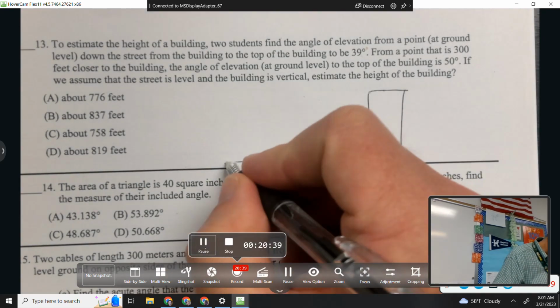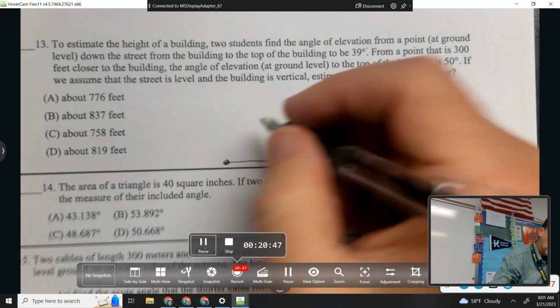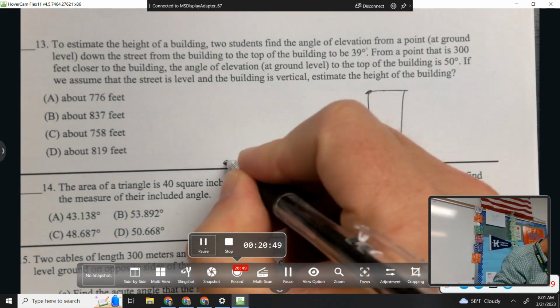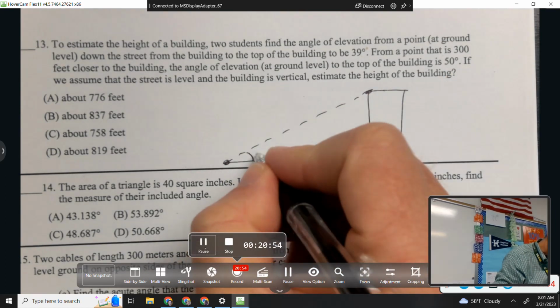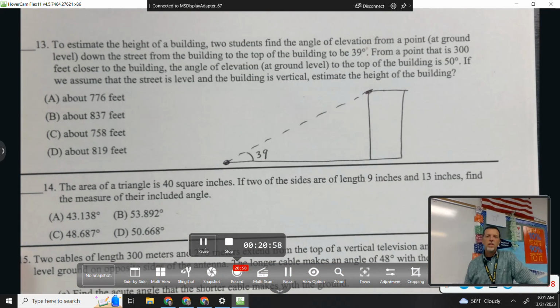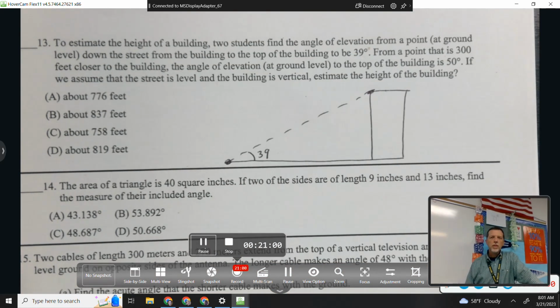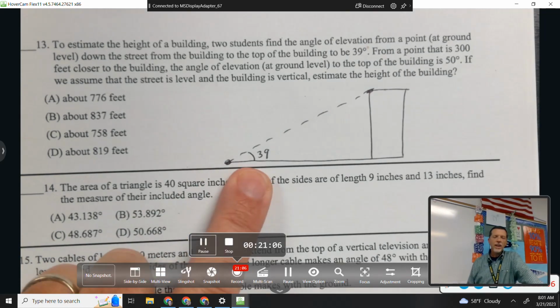So here's our ground level point. Angle of elevation means if you look up, what angle do you look up through? So if you're looking up to the top of the building, that 39 degrees is your angle of elevation. Okay, so the two students are standing over here. They look up to the top of the building, and that angle is 39.